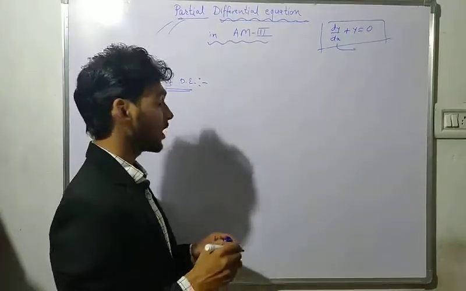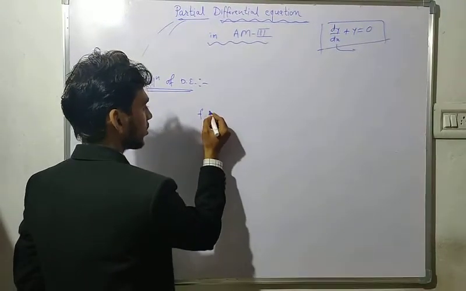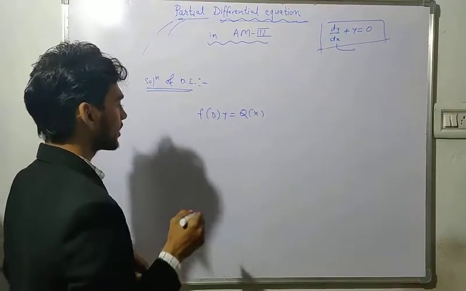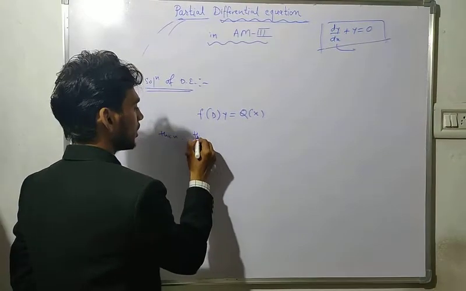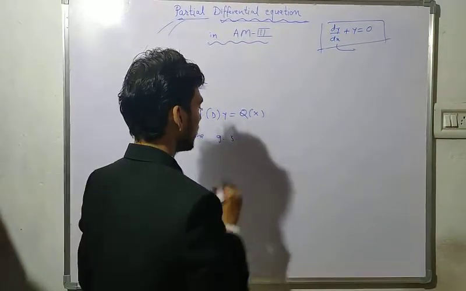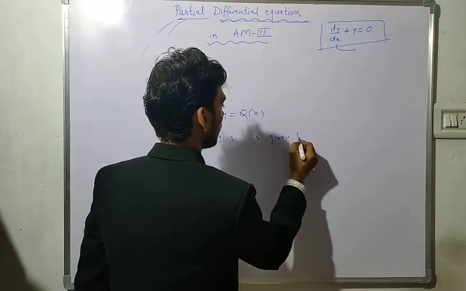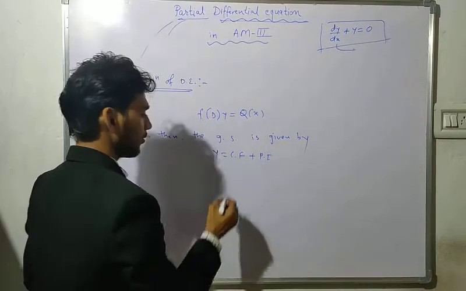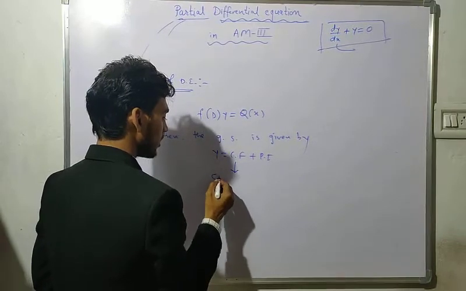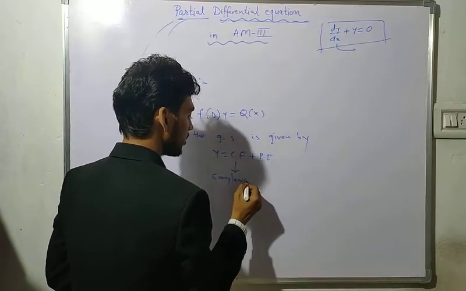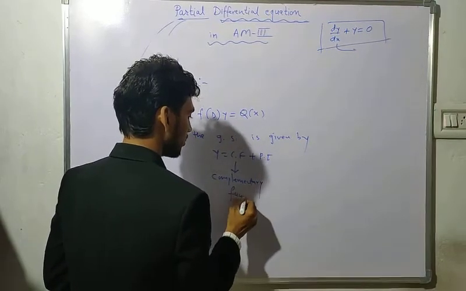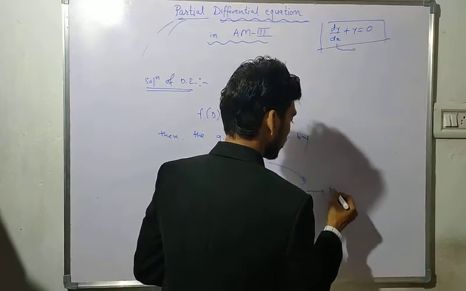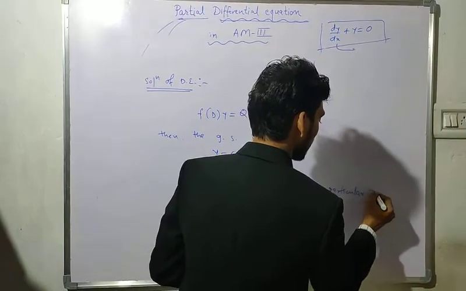In first year engineering, we have seen that if we have any differential equation of the kind f of D into y equal to Q of x, then the general solution is given by y equal to CF plus PI, where CF is the complementary function and PI is the particular integral.